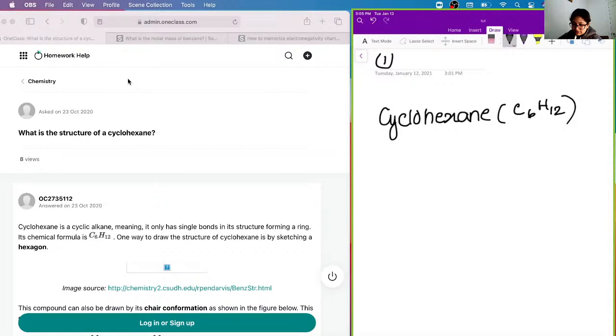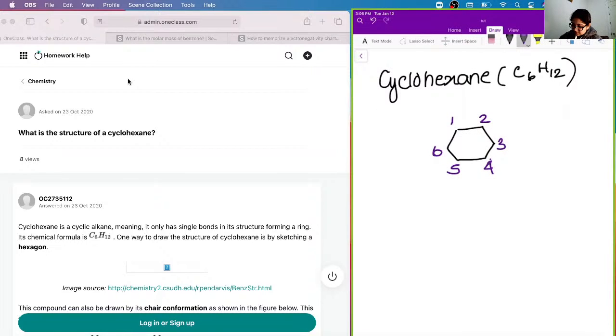one way to draw the structure of a cyclohexane is by sketching a hexagon. That is, we have here 1, 2, 3, 4, 5, 6 carbons, and you're not showing your hydrogens. So this is your cyclohexane, and the compound can also be drawn by its chair conformation. So we can draw a cyclohexane in the chair conformation.